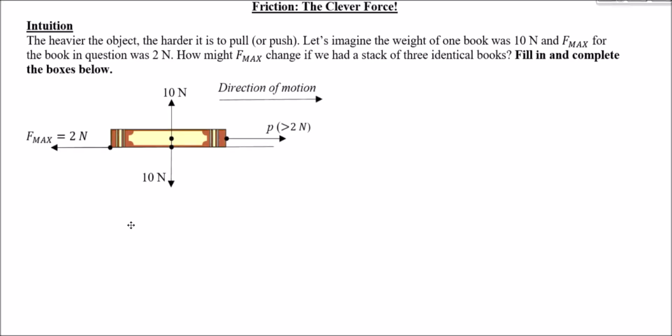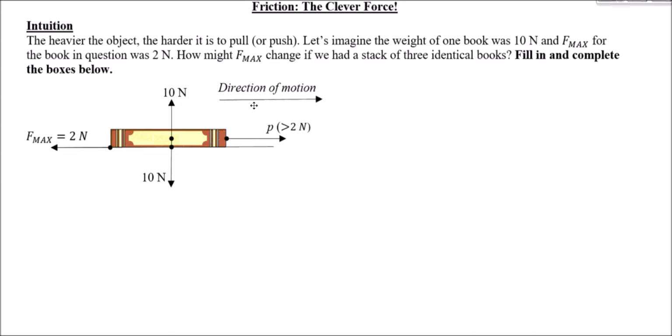So this is a situation from before. The weight is 10 newtons, and the normal reaction is 10 newtons. F max, we've said, is 2 newtons, and if it's moving along to the right, then this pushing force will have to be at least 2 newtons. So here I'm just saying it's greater than 2 newtons. Don't know what it is, but as long as it's greater than 2 newtons, it will move to the right.